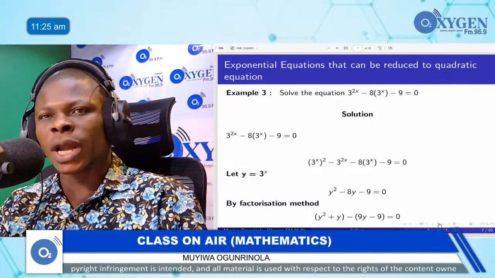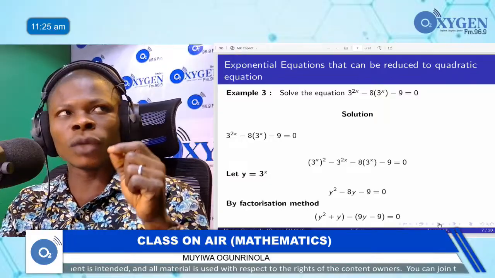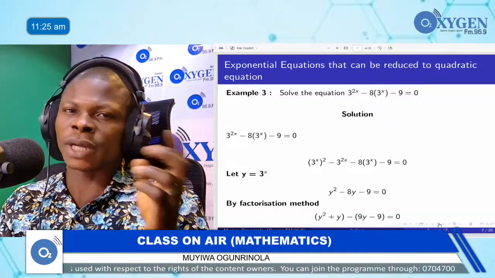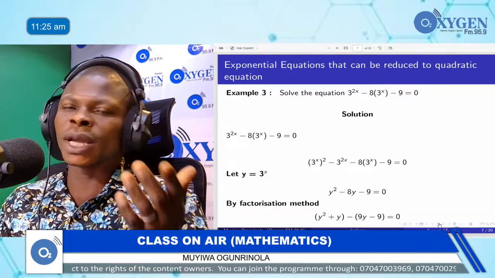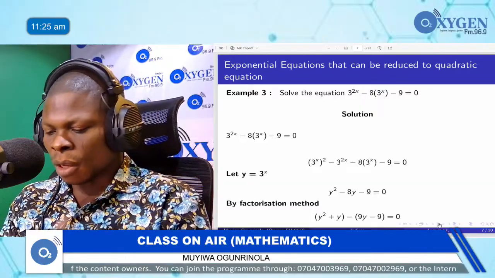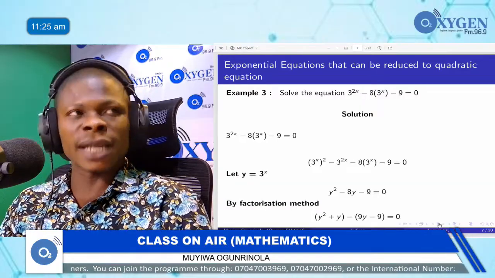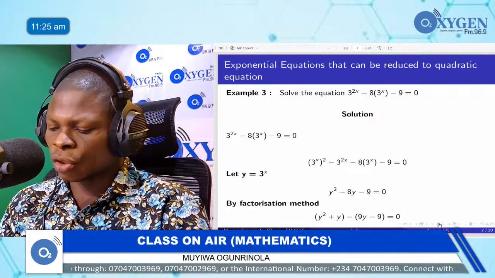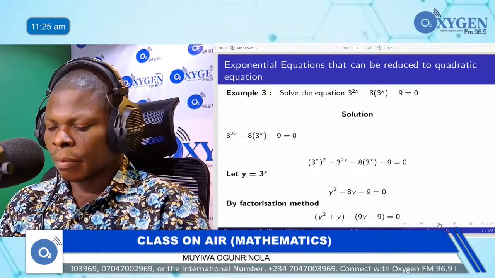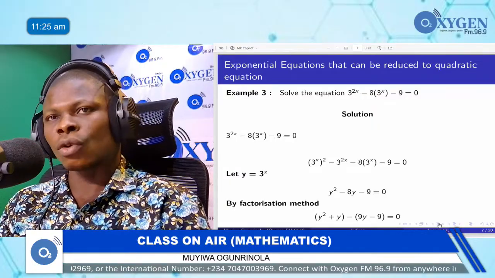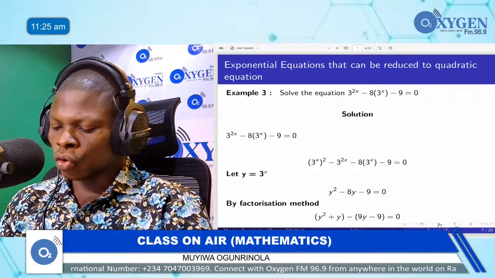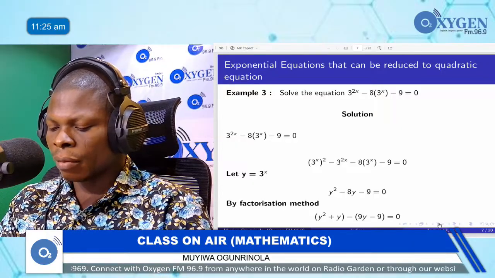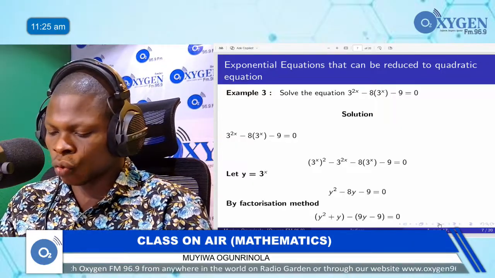We look for the two numbers that when you multiply them together give you minus 9, but when you add them together give you minus 8. So we can see that we have minus 9 plus 1. So by the factorization method, this will now be y squared plus y minus 9y minus 9 equal to 0. So you put y squared plus y inside the bracket, and minus 9y minus 9 inside the bracket, equal to 0.